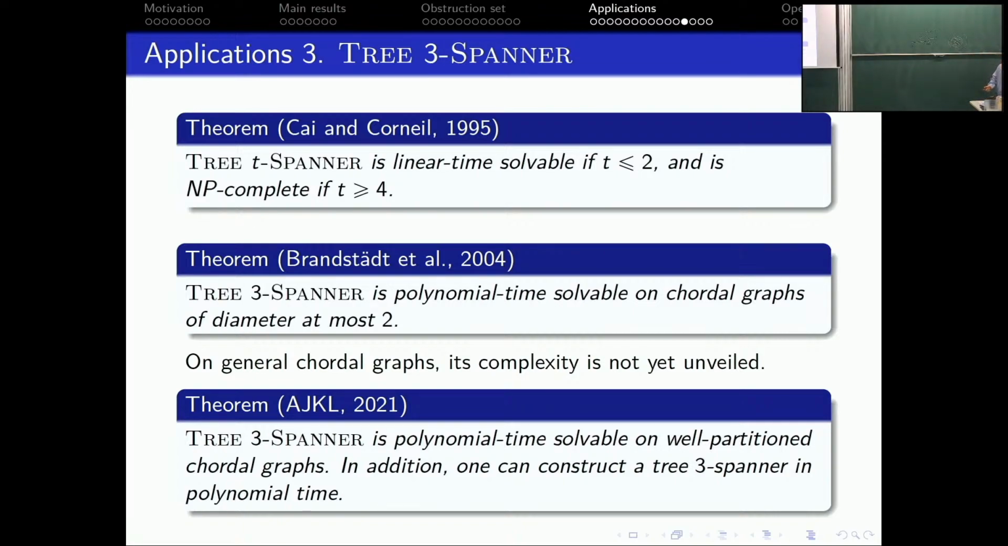Brandstädt et al. tried to investigate the complexity on chordal graphs of diameter at most 2. They showed that tree 3-spanner is polynomial-time solvable on chordal graphs of diameter at most 2. But on general chordal graphs, its complexity is not yet unveiled. What we do is show that tree spanner is polynomial-time solvable on well-partitioned chordal graphs. In addition, one can construct this tree spanner in polynomial time. The remaining question is whether tree spanner is polynomial-time solvable on chordal graphs.